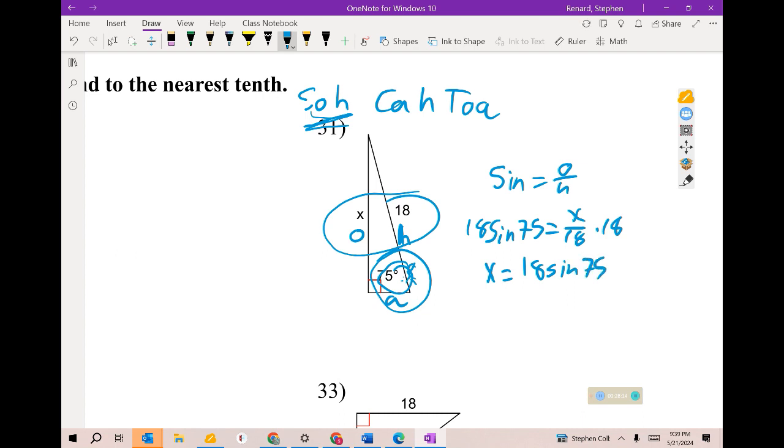Grab a calculator. All you have to do is type in 18 sine 75, hit enter. You should get 17.4, because it says nearest tenth. Okay.